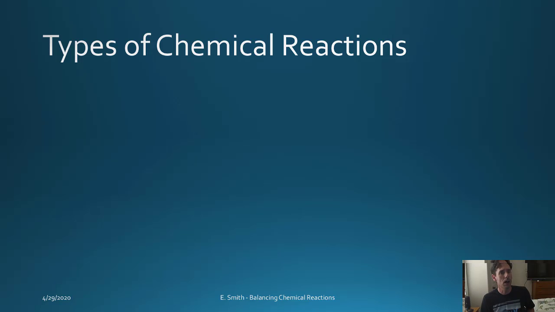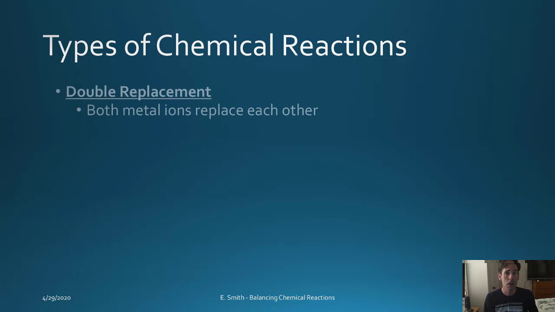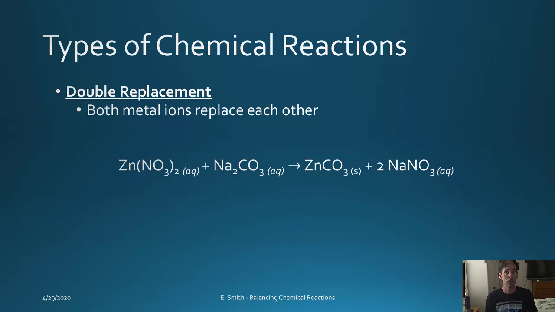Okay, the next one we're going to look at is double replacement. Okay, this is where both metal ions replace each other. There's no exchange of electrons. There's no change. There's no oxidation or reduction taking place here. This literally is a swapping of the metals in a compound. I typically refer to this as the wife swap chemical reaction.